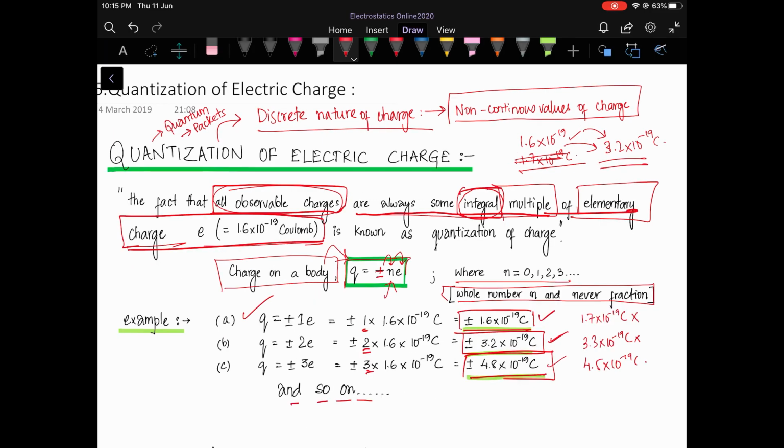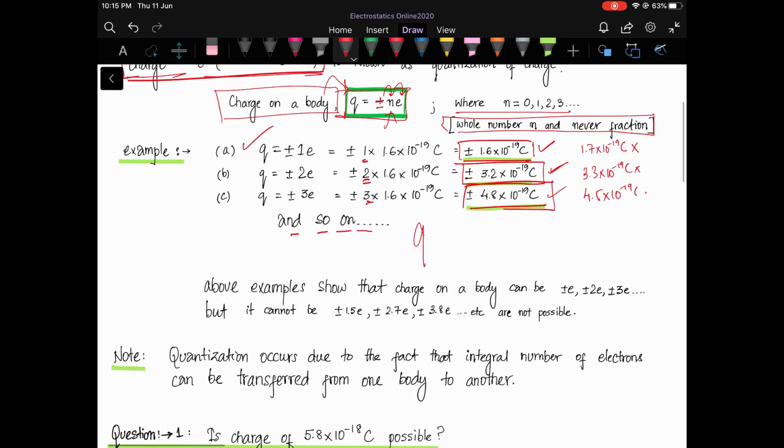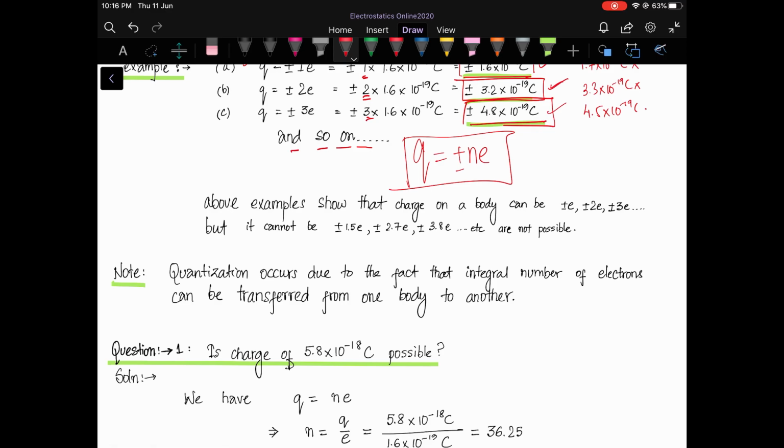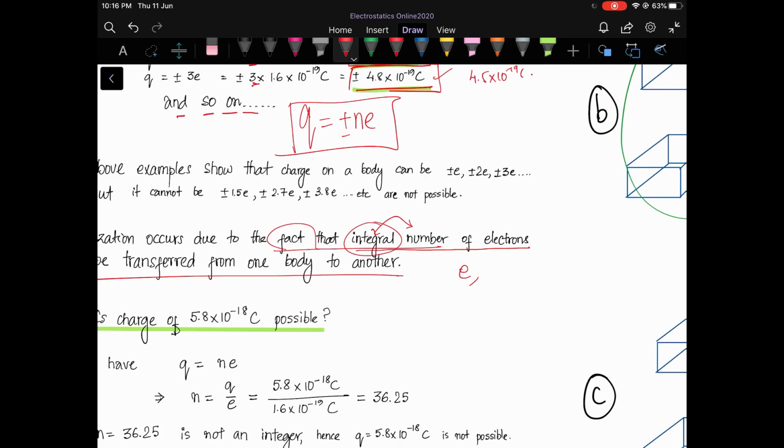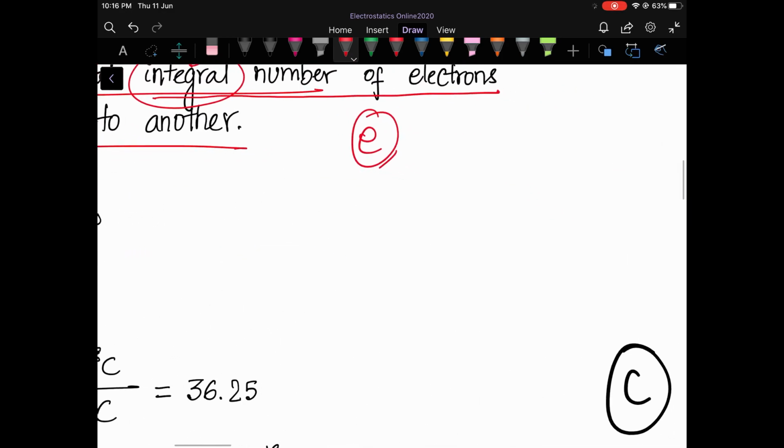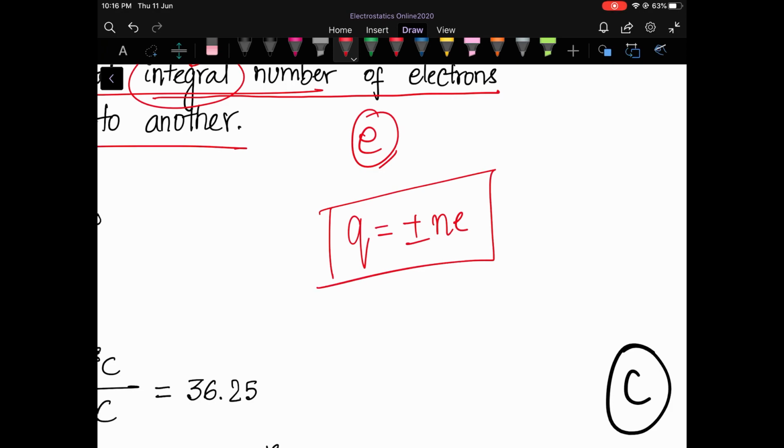And hence we have this very nice formula: Q equals plus minus ne. Now the reason behind this quantization is very simple. It is because we can only transfer an integral number of electrons, not fractions, but only integral numbers. Hence the charge transfer will also be in multiples of e, but not in fractions of e. So you can say we have got the first formula in our electrostatics, that is Q equals plus minus ne.